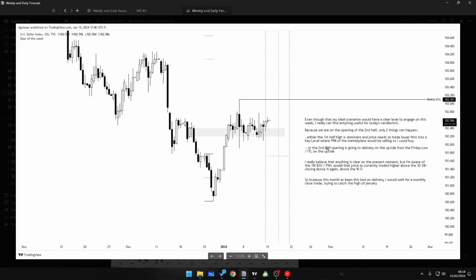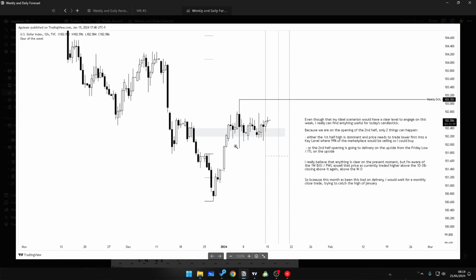I am mentioning that because on the open of the second half, one of two things can happen. Either the first half high is dominant and price trades lower first into a key level. This means that the open, low, high, close of the first half is dominant, and then you need to see an open, trading a little bit lower, high, close, which is highly likely. Or the second half opening is going to deliver on the upside from the Friday low.